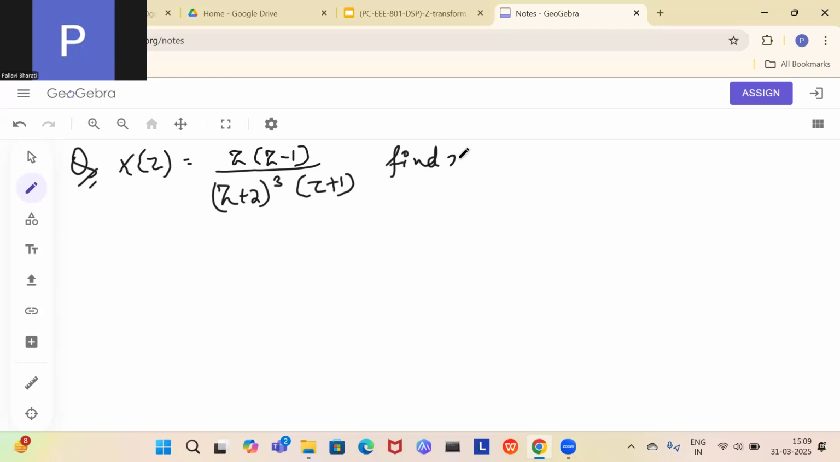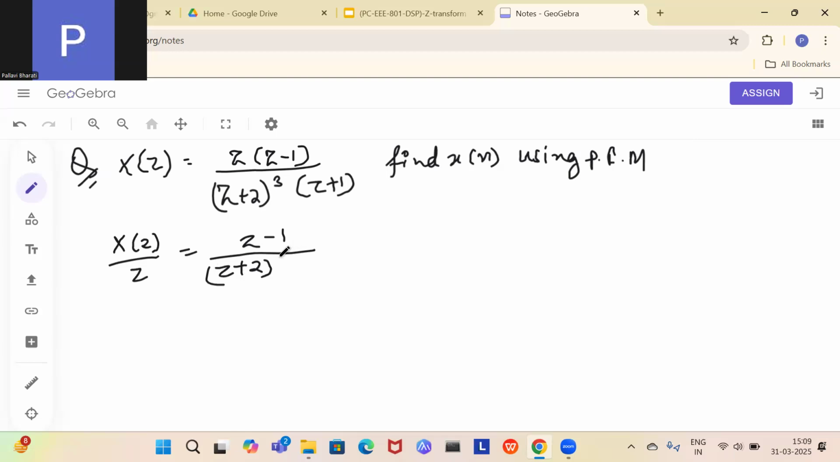Find x(n) using partial fraction method. And now here you can see the first step need not be done, that is simplifying. It is already in a simplified form, you cannot see any negative powers of z. The second step we will move on, X(z) by z we will write. Now X(z) by z is equal to (z-1) divided by (z+2) whole cube into (z+1). So now here this is of multiplicity 3 because this is raised to the power 3.